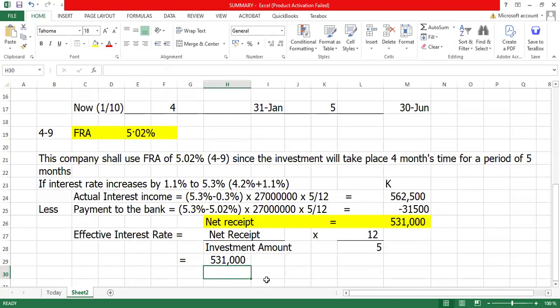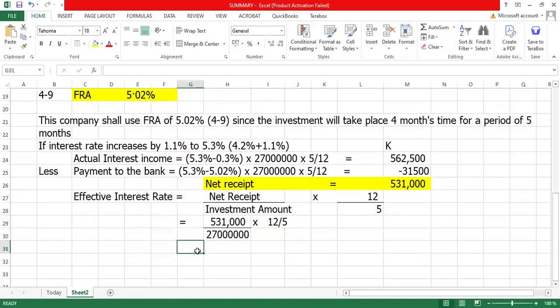This is over. What was our investment amount? That is 27 million. Then we multiply by 12 over 5. I'm getting 4.6. What rate do you get? It's a rate, it's not an amount, it's a rate here. I'm getting 4.6%. Okay, so you're done with the situation where the rate has increased.